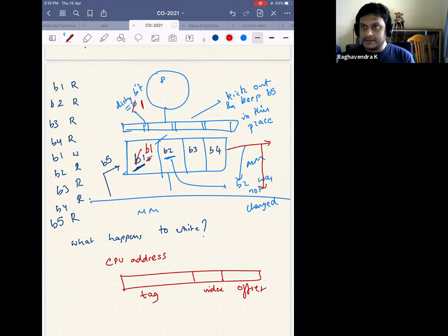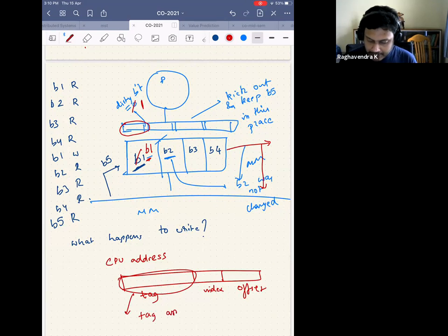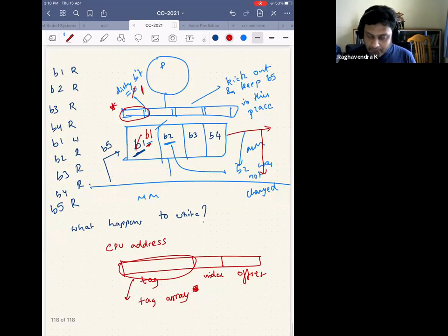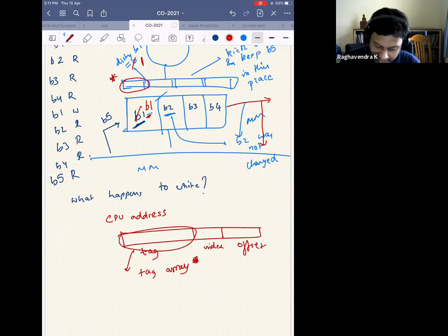I hope everybody remembers this. The offset is the log to the base 2 of the block size. The remaining bits are called the tag, and initially I was storing only the tag here, as part of the tag array. Now let's say there were 8 bits here.